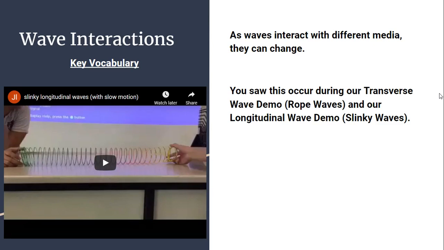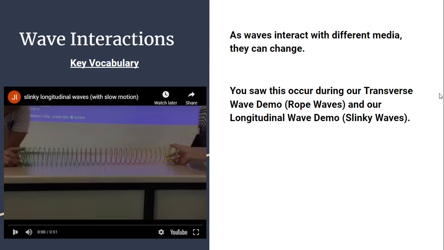Recall that waves interact with different media and they change. You saw this occur during our wave demo for transverse waves, where we played with the ropes, as well as the longitudinal wave demo when we played with the slinkies. Let's take a look at that slinky demo and focus in as the waves transfer from the right side of the screen to the left.